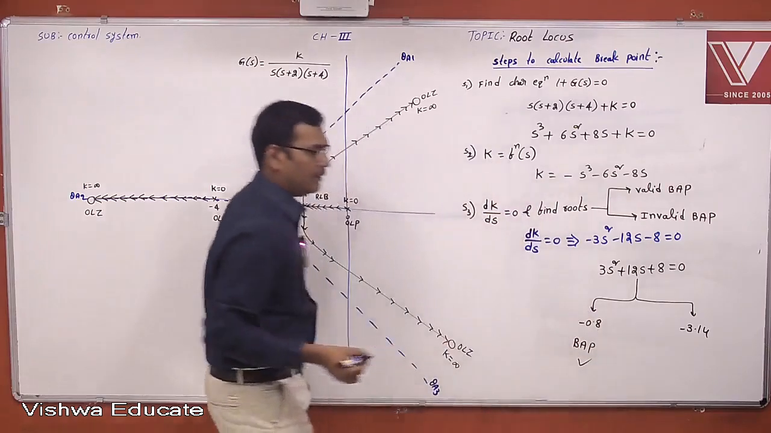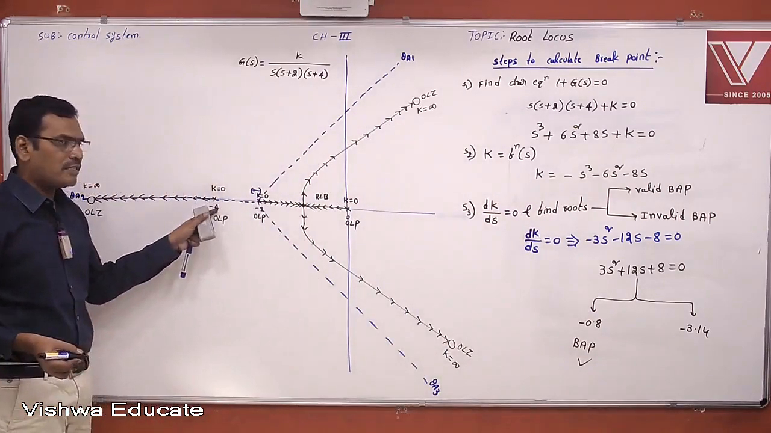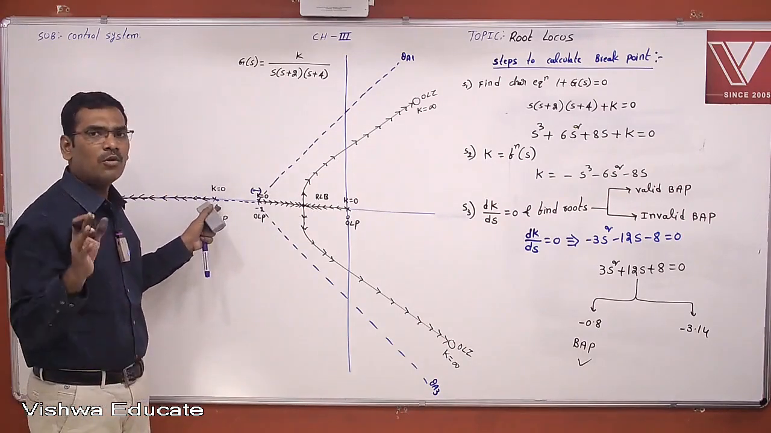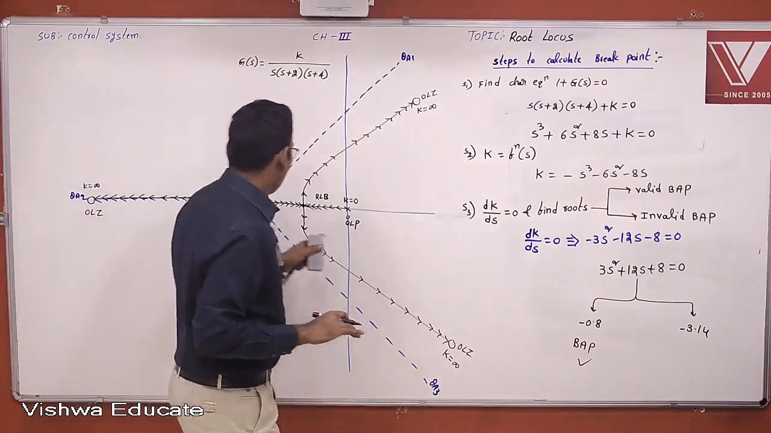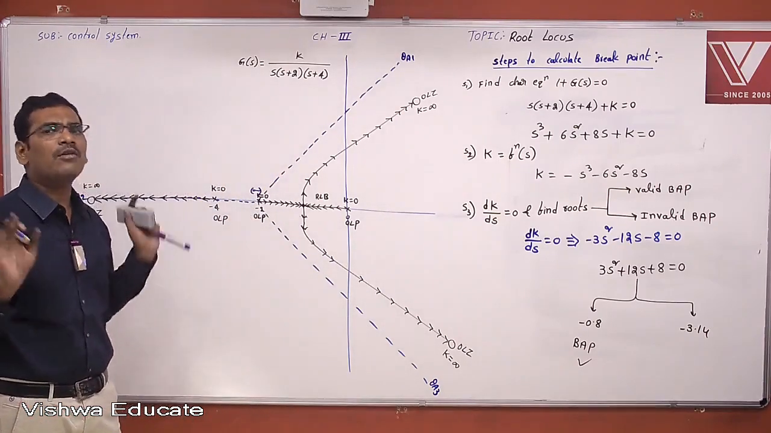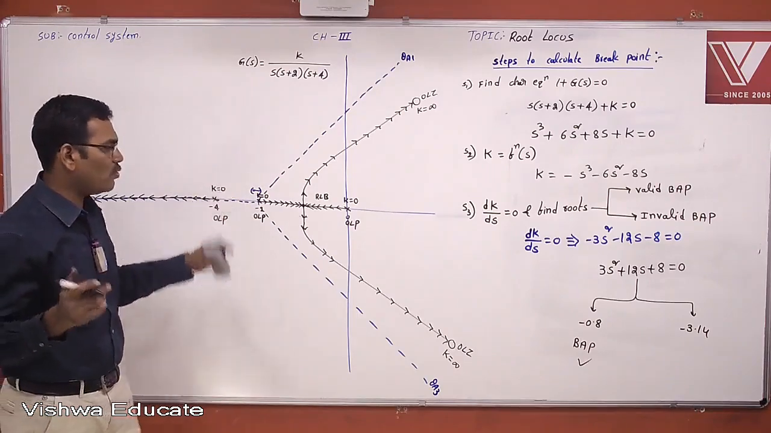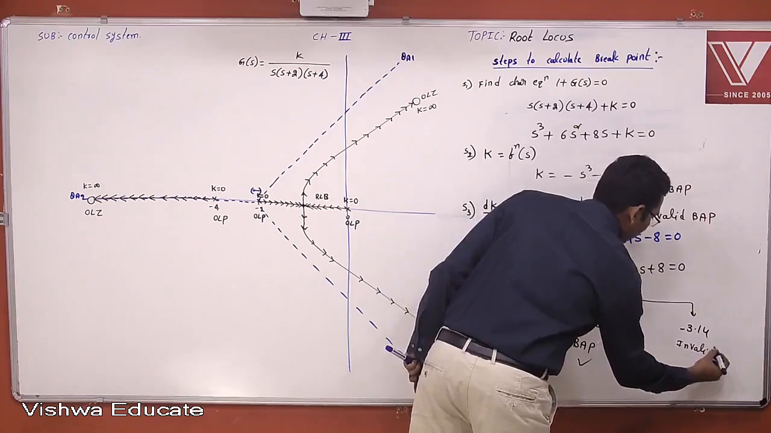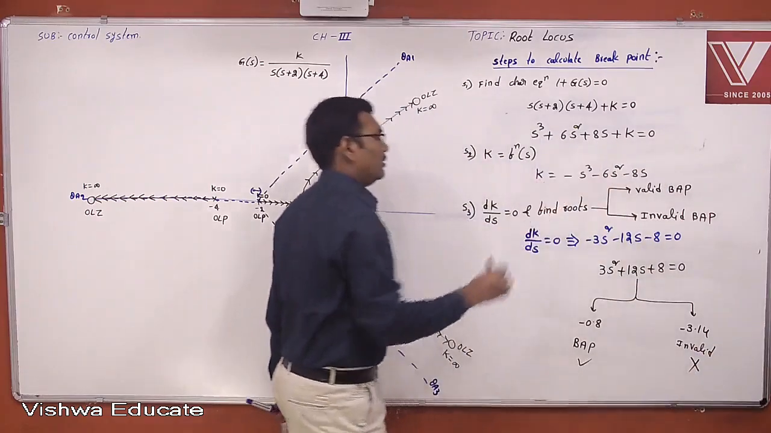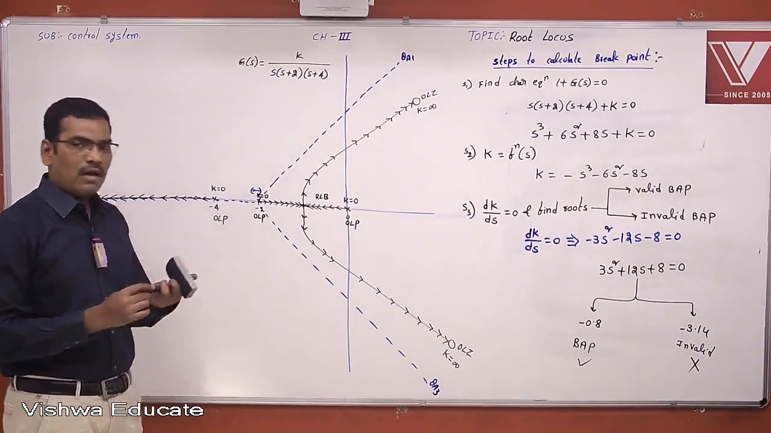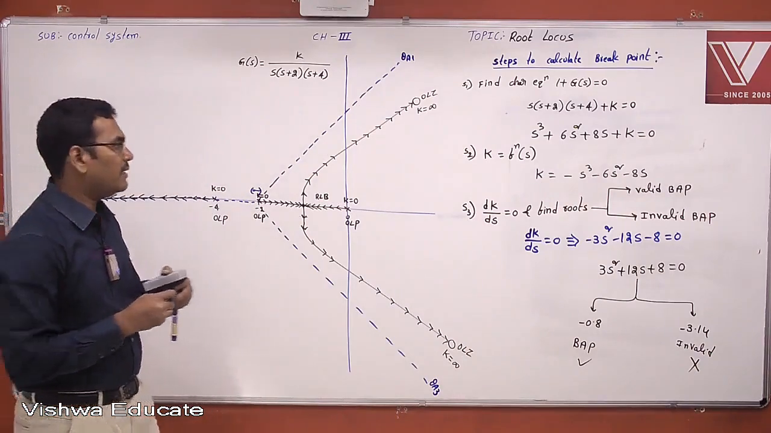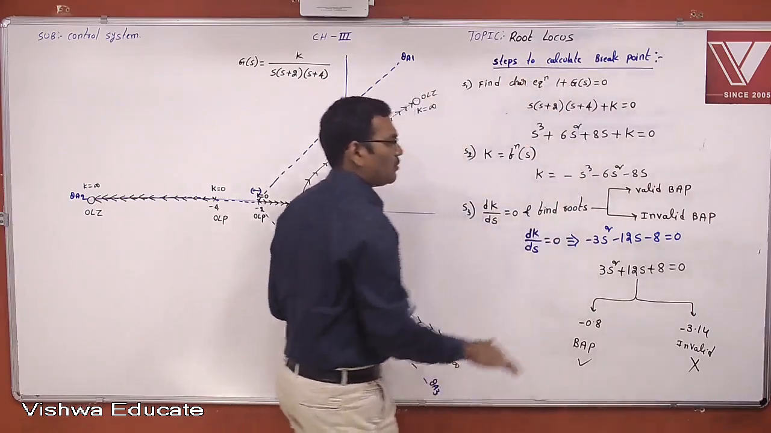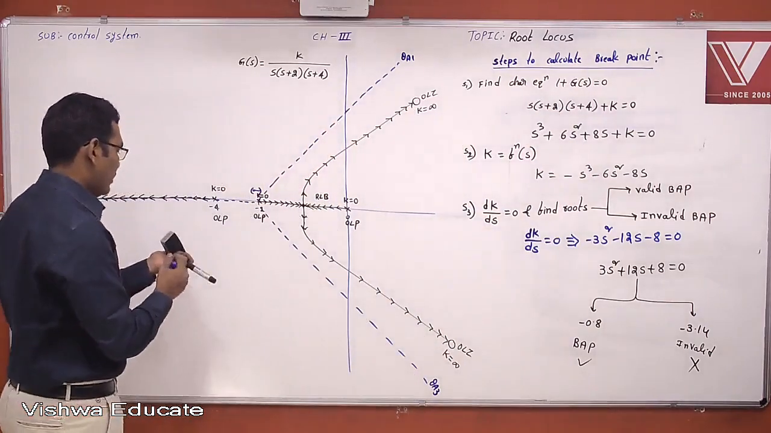And see here, between minus 2 and minus 4, is there any root locus branch? No, nothing. If the root locus branch is there, then only there is a breakaway; no root locus branch, no breakaway. Therefore this is invalid, and you consider only the valid one. This is the procedure of calculating the breakaway point or break-in point.